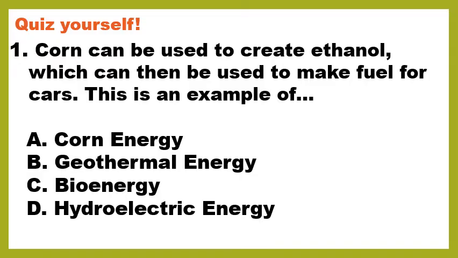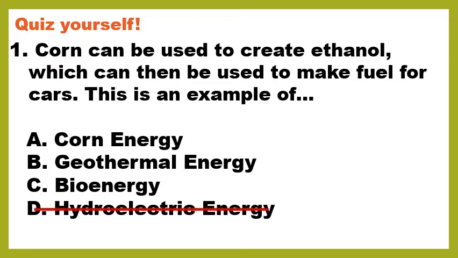All right, let's quiz ourselves before we learn about our new topic. Corn can be used to create ethanol, which can then be used to make fuel for cars. This is an example of A, corn energy, B, geothermal energy, C, bioenergy, or D, hydroelectric energy. 5, 4, 3, 2, 1.